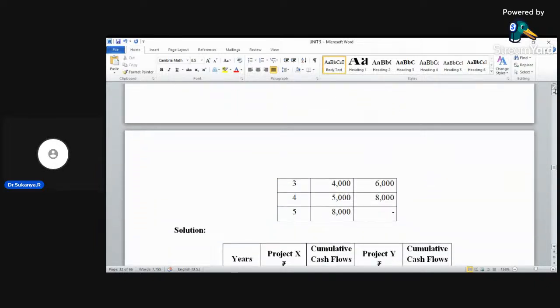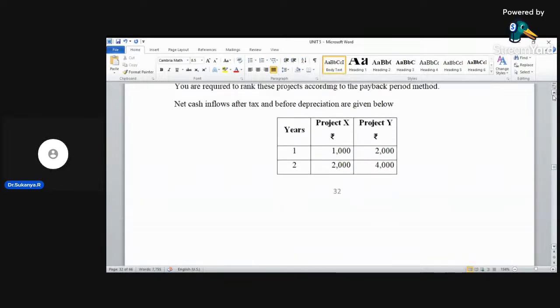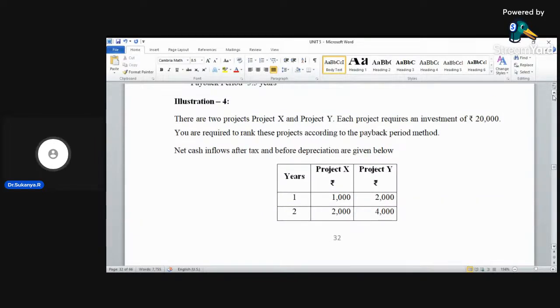Then, coming to the next problem, dear students, it is about two projects. All this time only one project was given. Now they are giving you two projects, and on the basis of these two projects you have to decide the payback period. Have a look at this question. There are two projects, project X and project Y. This is illustration number 4 in your study material. Each project requires an investment of rupees 20,000. You are required to rank the projects according to the payback period.